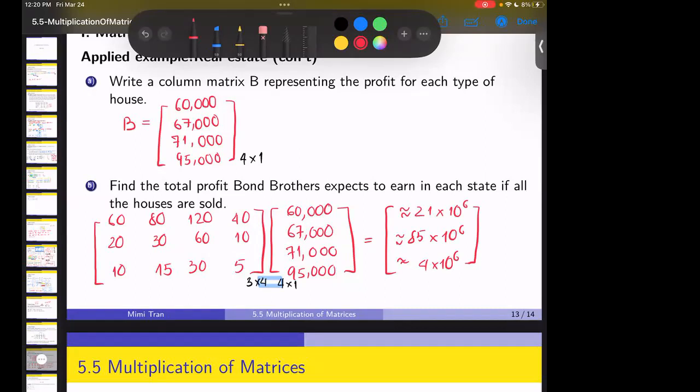Wait, so we always have to put it in scientific notation? You don't have to. I just didn't want to go back and forth between my iPad and my calculator, which is on the iPad. Okay. You can write the exact answer.